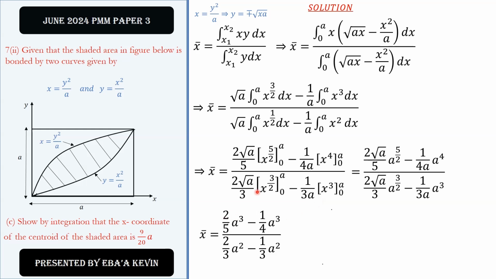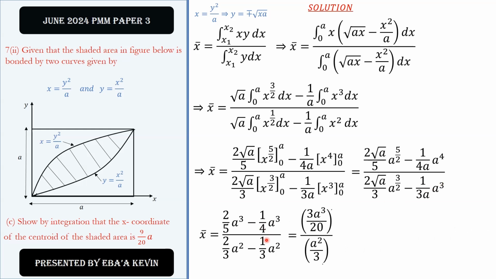Further simplifying, we have square root of a, which is a raised to the power a half, then times a raised to the power 5 divided by 2, and we simply get a cubed here, then times 2 over 5, then minus 1 divided by 4 times a cubed, all divided by 2/3 times a squared. Why? Because a raised to the power a half times a raised to the power 3 and a half gives a raised to the power 4 and a half, which gives us a squared. Then minus 1/3 times a squared. Why? Because the a here cancels one a from this a cubed.